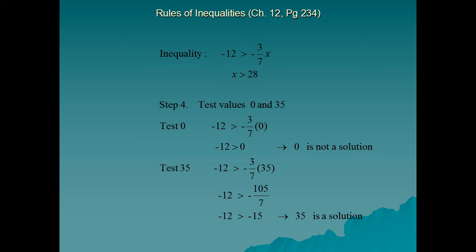Similarly, when I plug in 35, I get negative 12 greater than 105 over 7. I did my little math here, and I got negative 12 greater than negative 15, and that is right. Negative 12 is greater than negative 15, because 35 is a solution, because 35 is more than 28. Anything you plug in more than 28 will satisfy this inequality. So these are my verification steps. You don't have to do the verification always unless you want to check.